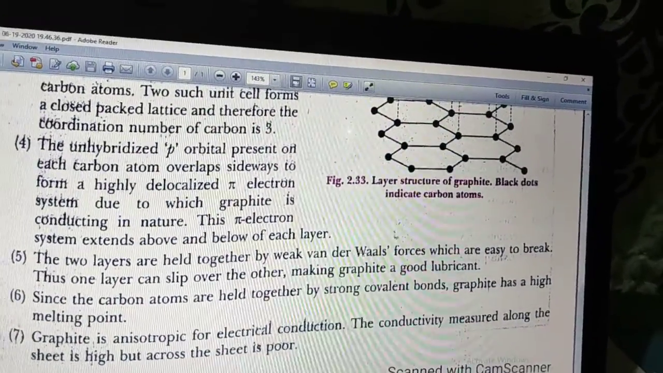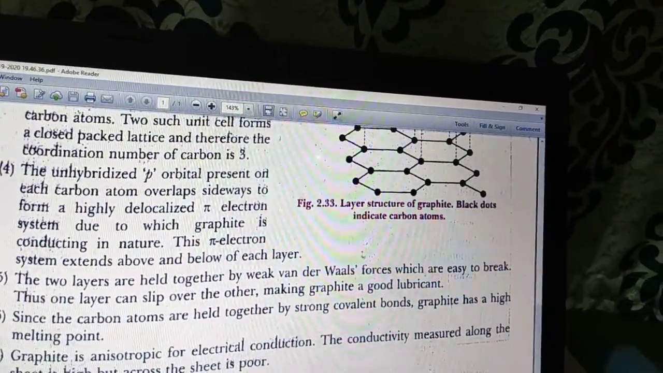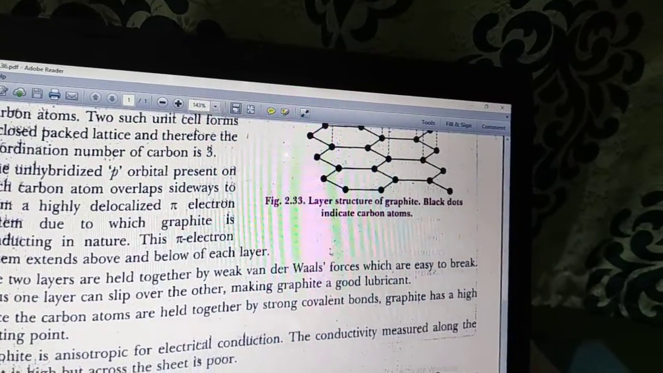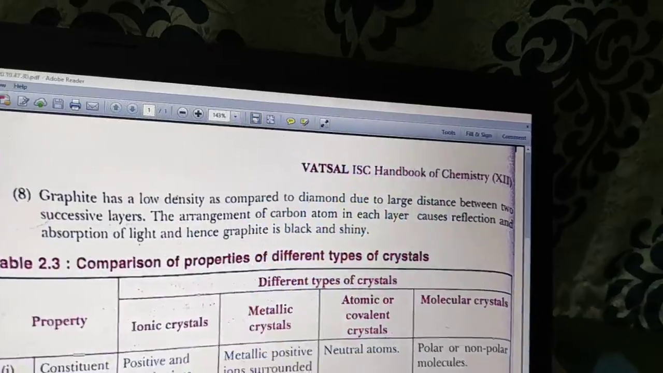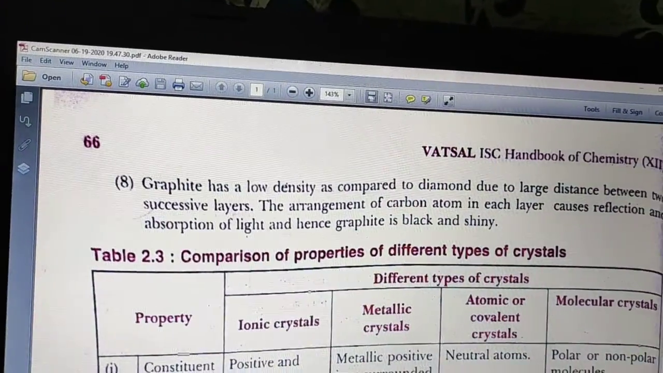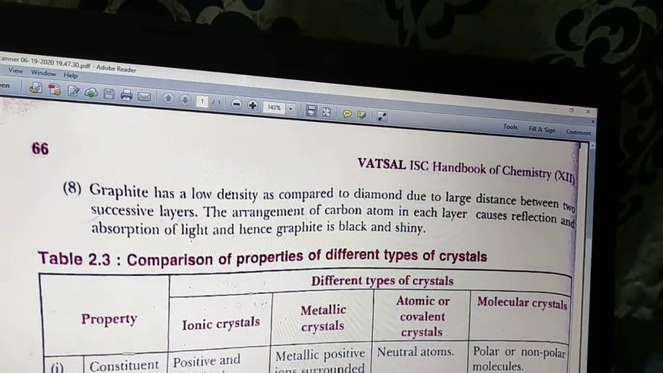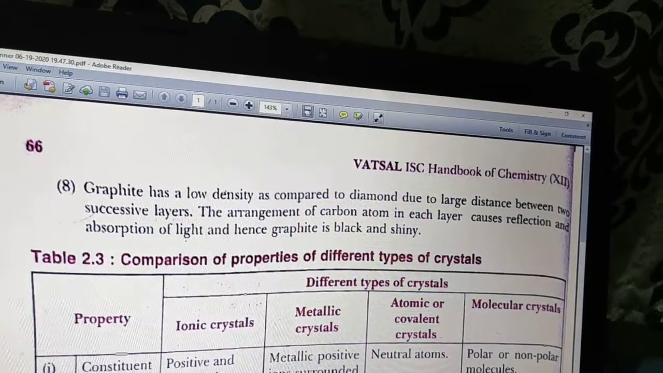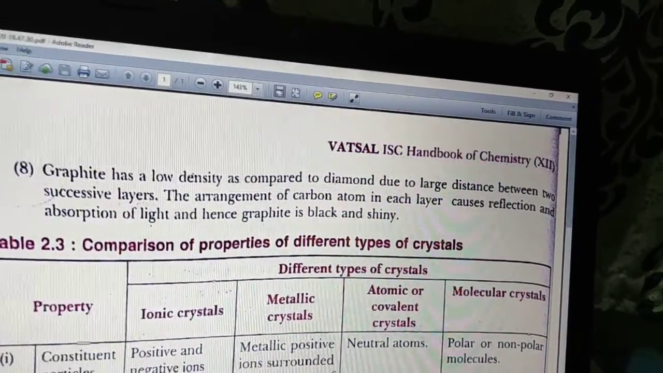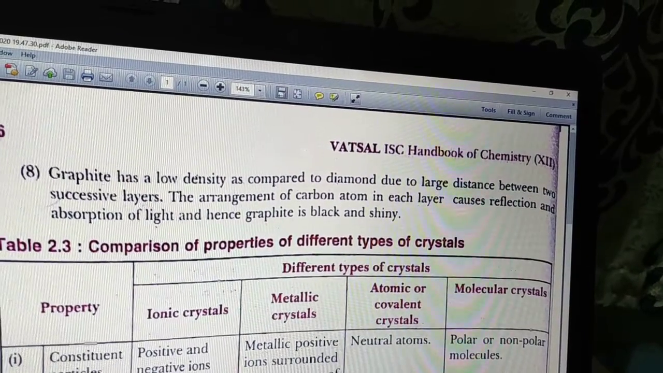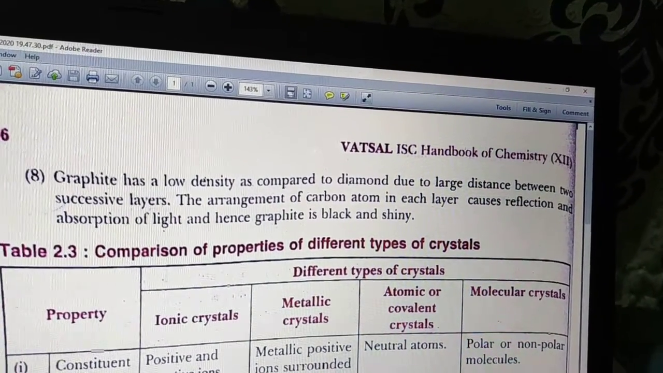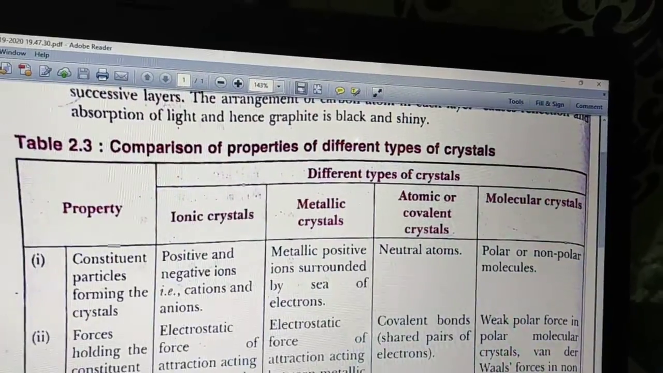This is about graphite. Next, the last point we have about graphite: it has a low density as compared to diamond due to the large distance between two successive layers. The arrangement of carbon atoms in each layer causes reflection and absorption of light, and hence graphite is black and shiny. So that was all about graphite.